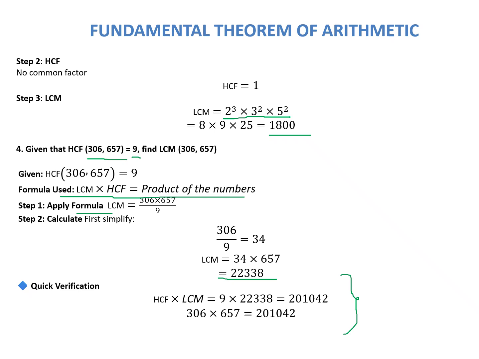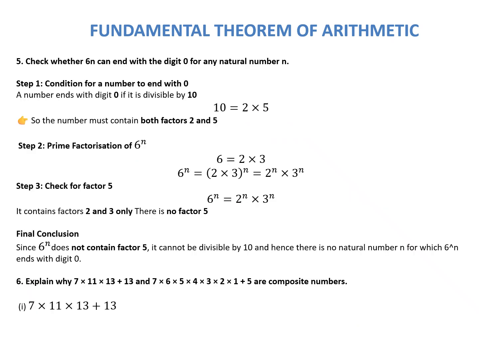So we'll move to the next slide. Okay. Now another question here. I think this is in line with what we discussed in the example, whether 4 to the power of n can have any number with the digit 0. I think we are going to apply the same logic in this case as well.